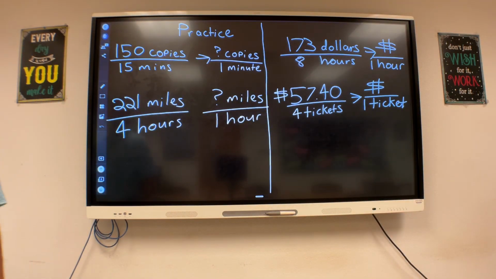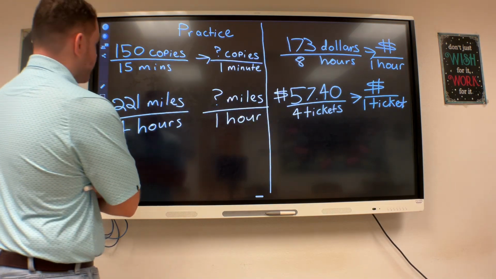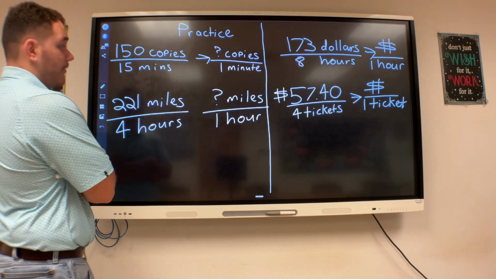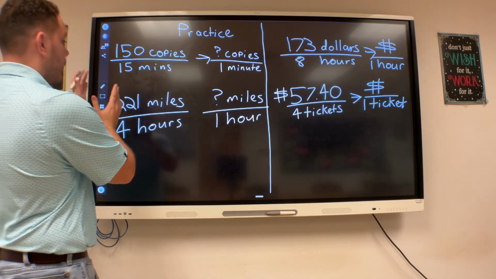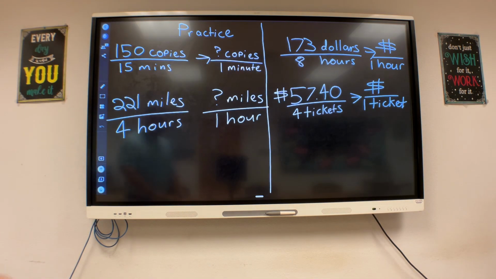And then I have some practice questions written out. Like I said, you can pause this, write them down, do it on your own. We have a printer that can make 150 copies in 15 minutes. So you can see for all these, I've given you the rate, but I want you to find the unit rate. I want you to find how many copies it can make each minute.